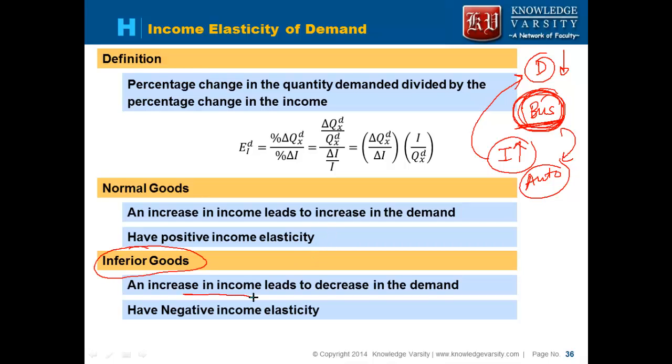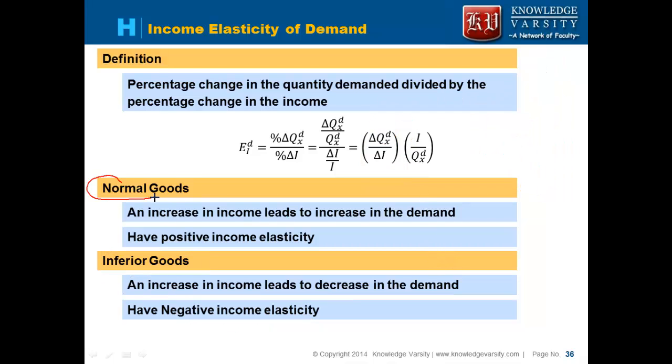That is, an increase in the income leads to a decrease in the demand, and as a result this quantity change is negative when the income change is positive. So overall this is a negative value. That means it has a negative income elasticity, right? So please remember, normal goods are those goods which have positive income elasticity. Inferior goods are those goods which have negative income elasticity.